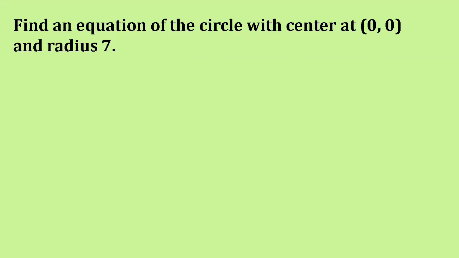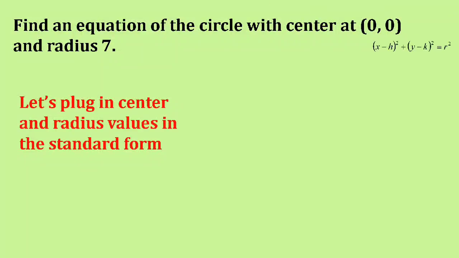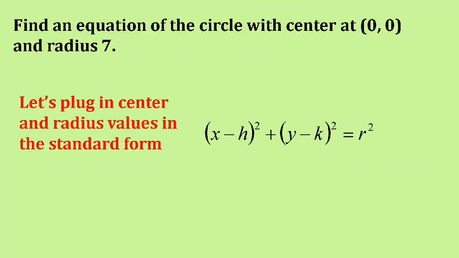In this particular slide, we're going to find an equation of the circle with a center (0, 0) and a radius of 7. So what are we going to do? We are just going to plug in the center and radius values in the standard form. So that's why we have come up with x raised to 2 plus y raised to 2 is equal to 49.